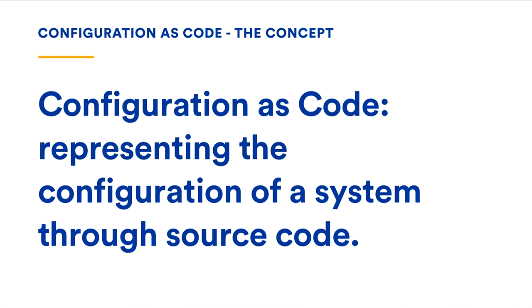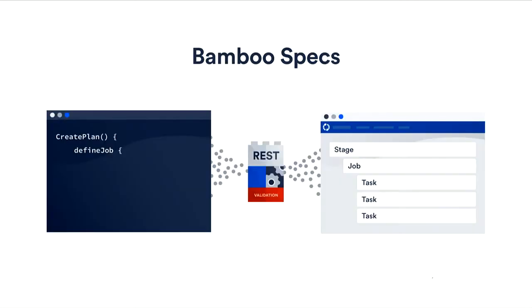This is where configuration as code comes in. It essentially means representing the configuration of a system through source code. That's what we shipped. We shipped Bamboo Specs, and it essentially takes a definition of a plan in textual format, sends it off to the server, and creates a plan representation on the server side. So this is what's shipped in Bamboo 6. And a natural question at this point is obviously, okay, so source code, yes, but what language? What should we choose to represent the plan?